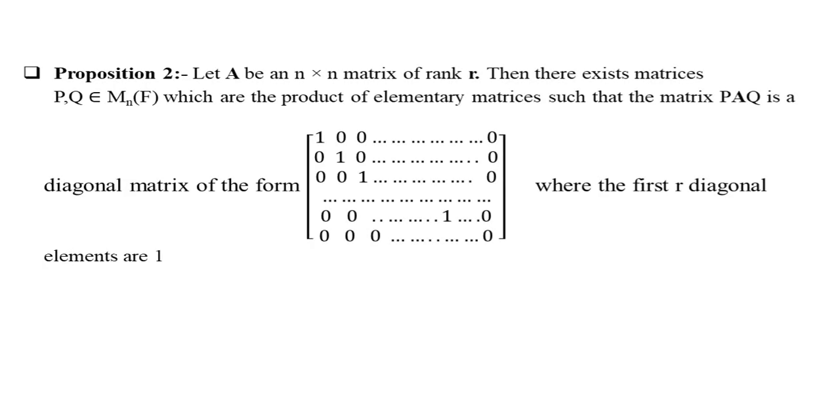Students, here is a proposition for you. Let A be an n by n matrix of rank r. Then there exist matrices P, Q belonging to Mn of F, which are the product of elementary matrices, such that the matrix PAQ is a diagonal matrix of the form shown here, where the first r diagonal elements are equal to 1 and the remaining elements are zeros. Students, here we note that if A is an n by n matrix of rank n, then PAQ is a diagonal matrix of this form, but here all the diagonal elements will be equal to 1, making this diagonal matrix the identity matrix. So here is a note for you. If A is an n by n matrix of rank n, then PAQ equals IN, the identity matrix of order n.